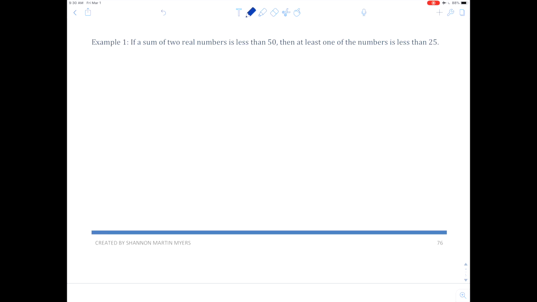Well, that makes sense to me, right? Because if you do 25 plus 25, you get 50. And 50 is not less than 50, right? It's equal to 50. And as you go higher, you'll get things that are greater than 50. So, okay, how do we want to do this proof? Do you want to do it by what? Why don't we do proof by contraposition?